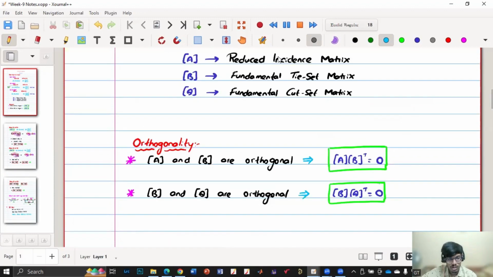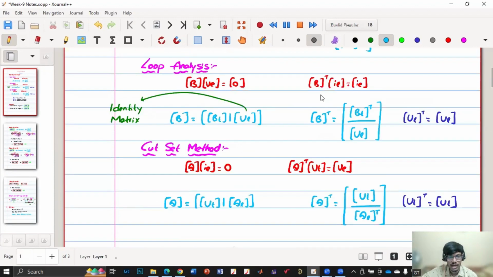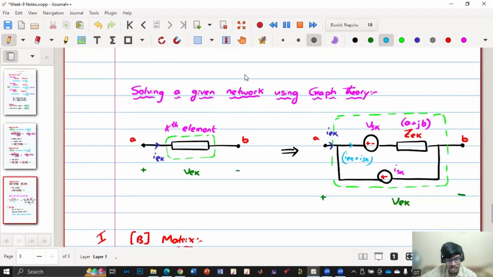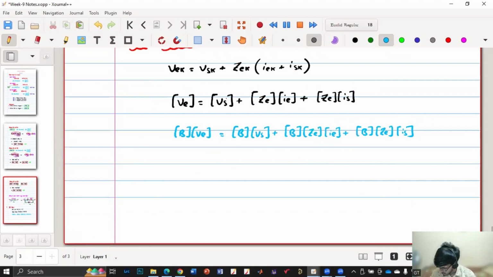We know that B into V_E is 0, right? And B transpose into I_L is I_E. So B into V is 0, first of all. So in the LHS, this part is 0, a zero matrix.